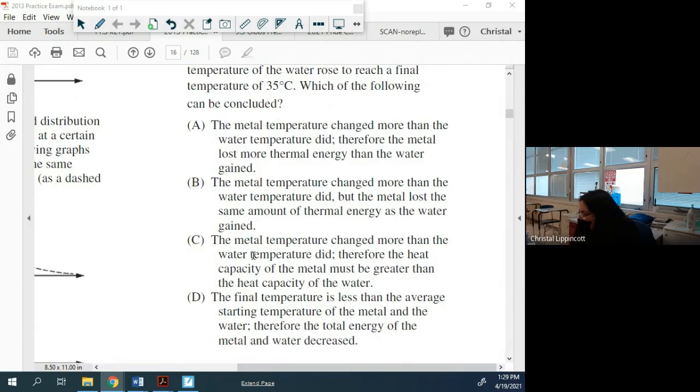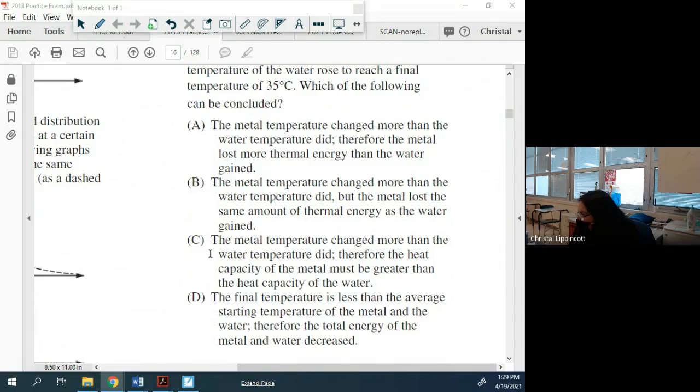Here, the metal's temperature did change. Did it change more? And it says that it changed more than the water did. So all of these are the same up to that point. Therefore, the metal lost more thermal energy than the water gained. Well, if the metal lost more than the water gained, where did the rest of the heat go? Because it just didn't go away. So that guy's out. But the metal lost the same amount of thermal energy as the water gained.